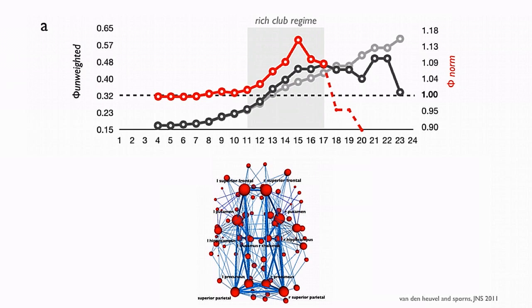If you do that for the human brain, you get something like the dark black line. So the level of connectivity apparently increases when the level of degree of the nodes increases. Well, actually, this is almost a trivial behavior.